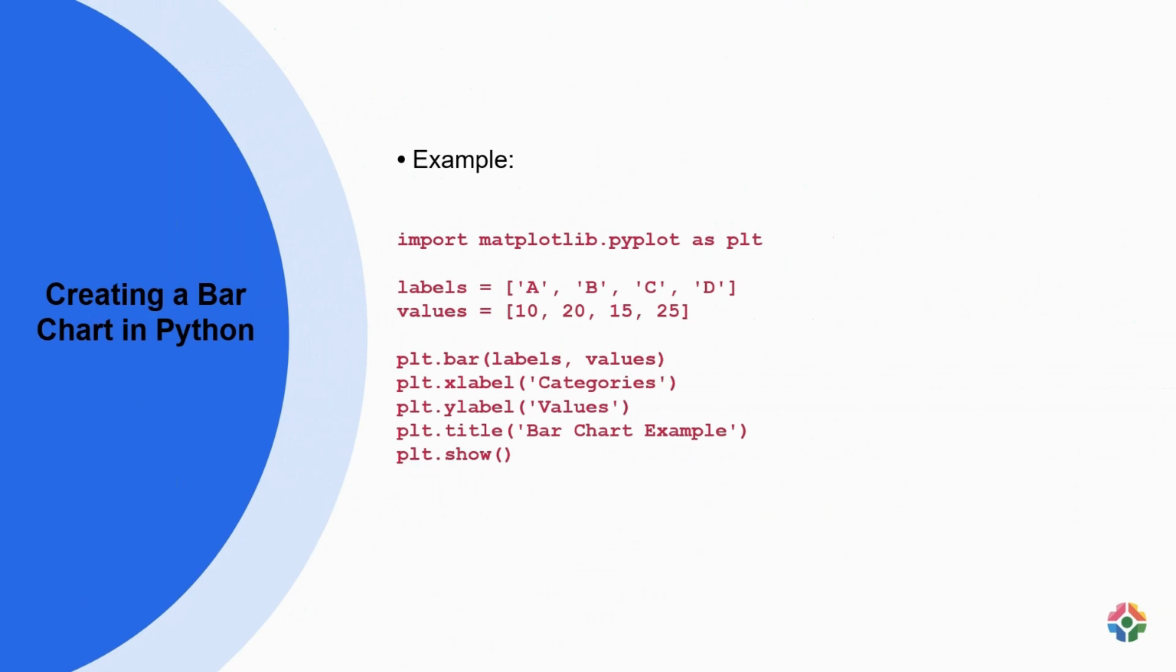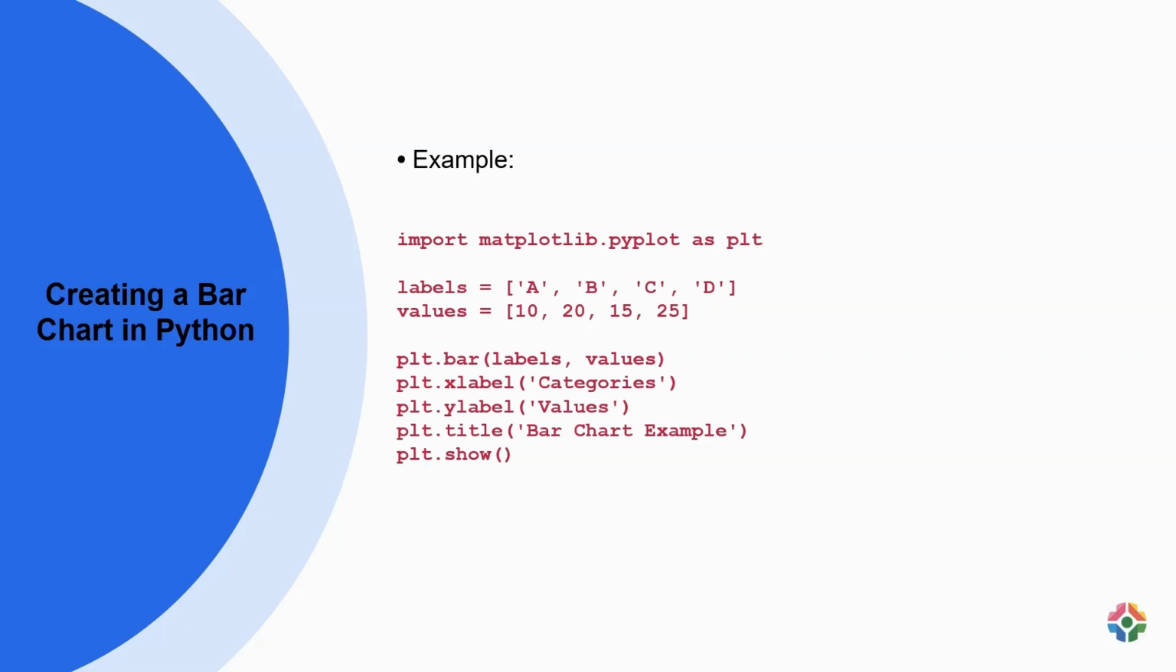Introduction: Creating visualizations is essential for data analysis and presentation. In Python, Matplotlib is a powerful library for generating various types of plots, including bar charts. Steps. 1. Import the Matplotlib library using import matplotlib.pyplot as plt. 2. Define the labels for the x-axis and the corresponding values for the y-axis. 3. Create a bar chart using plt.bar, labels, values.